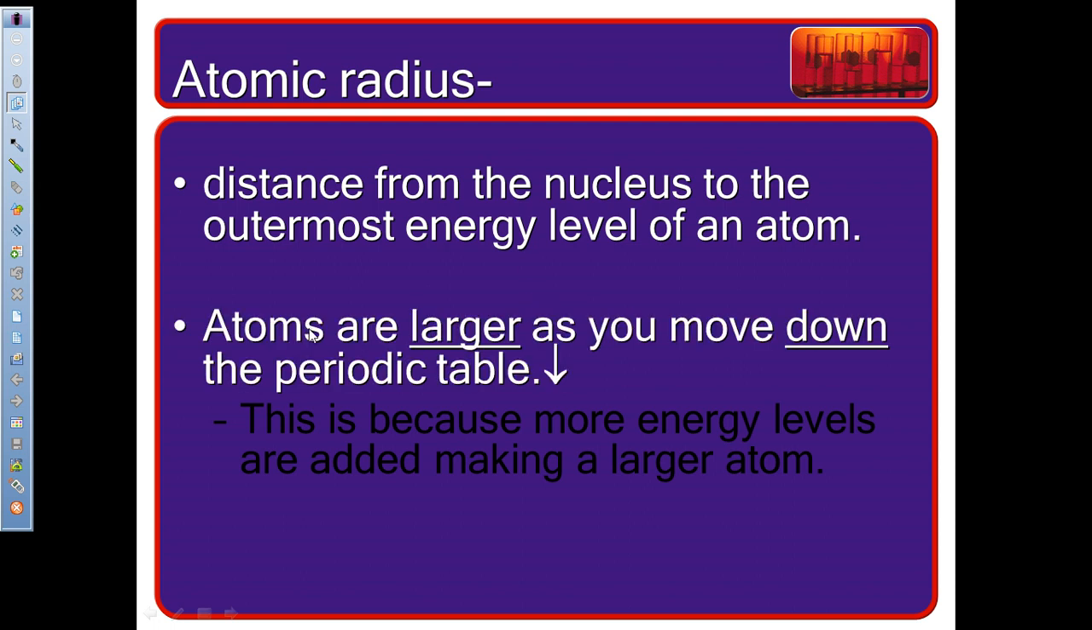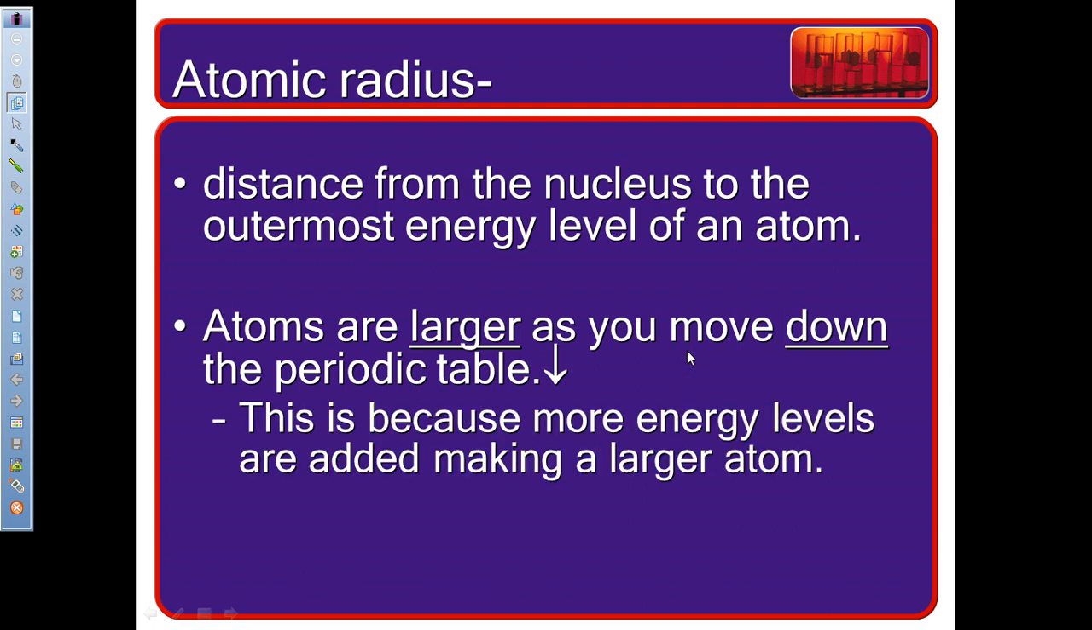First, as you move down a group, you're going to see that the atoms get larger. This should make sense because as you go down, if you think of writing that electron configuration, the principal quantum number is changing. That principal quantum number is the energy level number. So 1s1, 2s1, 3s1. The atoms are getting larger because we are adding energy levels.